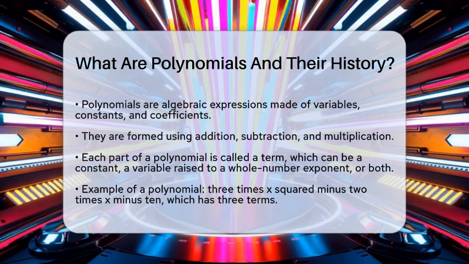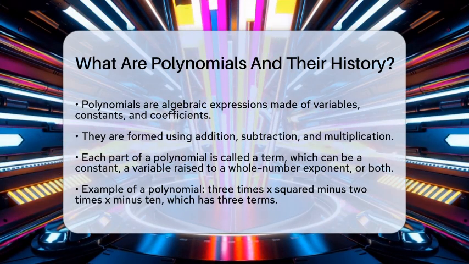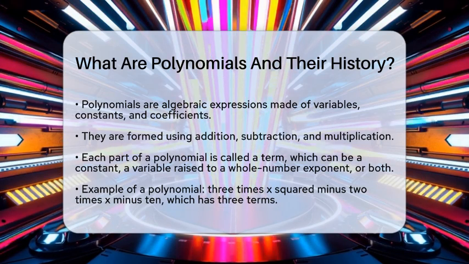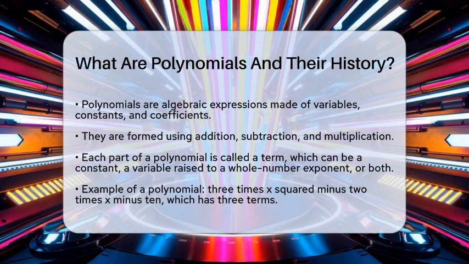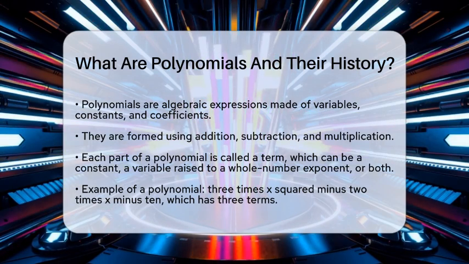For example, take the expression 3x squared minus 2x minus 10. This is a polynomial with 3 terms. Here, x is the variable, 3 and negative 2 are coefficients, and negative 10 is a constant.